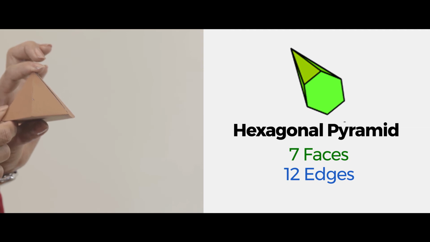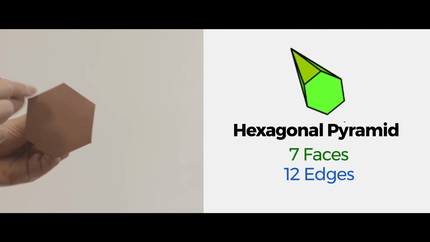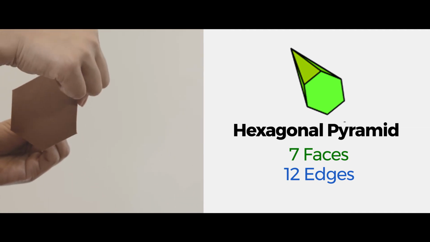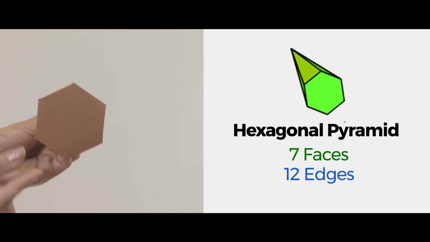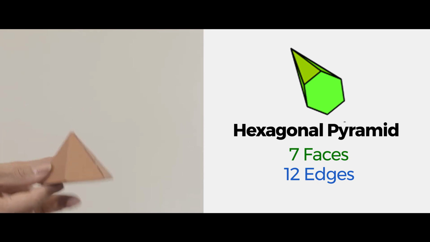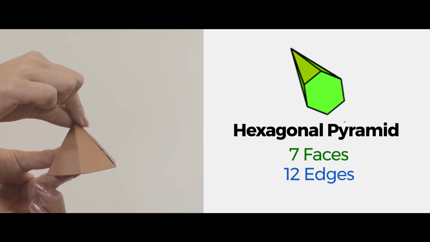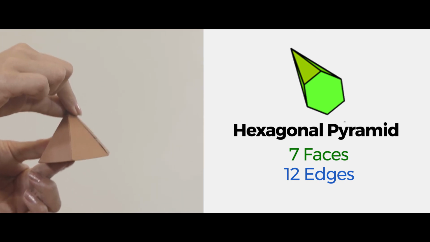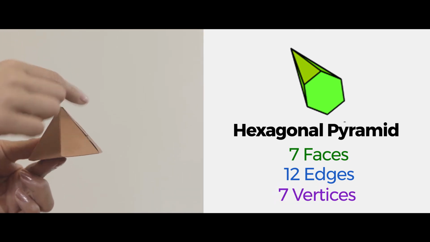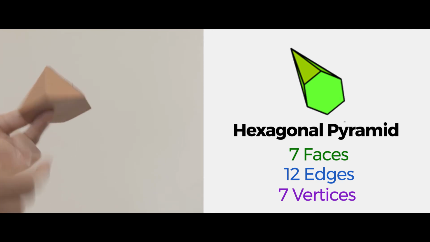Now let us count the vertices. 1, 2, 3, 4, 5, 6 vertices here, plus 1 top vertex here. So a hexagonal pyramid has a total of 7 vertices.